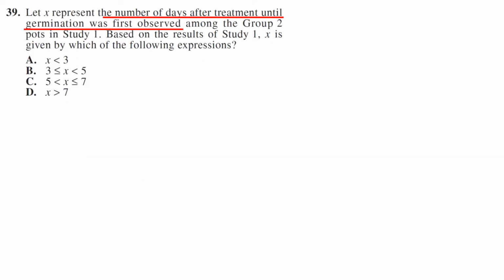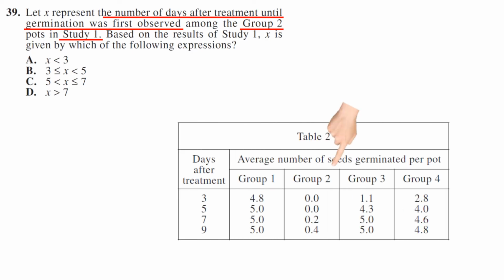Let X represent the number of days after treatment until germination was first observed among the group 2 pots in study 1, so group 2 study 1. And so based on the results, X is given by which expression? So we don't see any growth until day 7, so we know it had to happen after day 5 because there's 0 at day 5 and 0.2 at 7. So less than or equal to 7, but greater than 5, choice C.